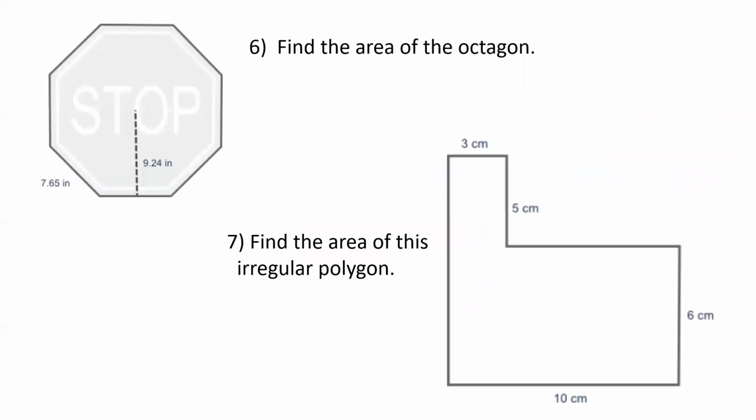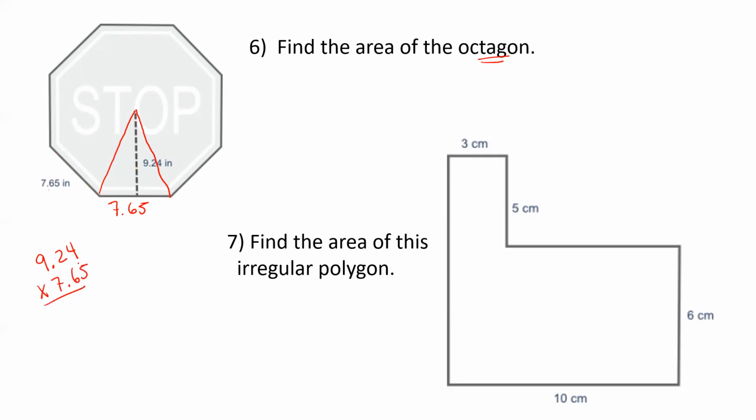All right, now these are a little challenging, but we can do it, right? So let's start with this octagon. It's a regular octagon, which means all these side lengths are the same. So I can create a triangle right here. Do you see that? So if this base right here is 7.65, this one is as well. And the height of my triangle is 9.24. So I'm going to multiply 9.24, which is the height, times 7.65, which is the base.